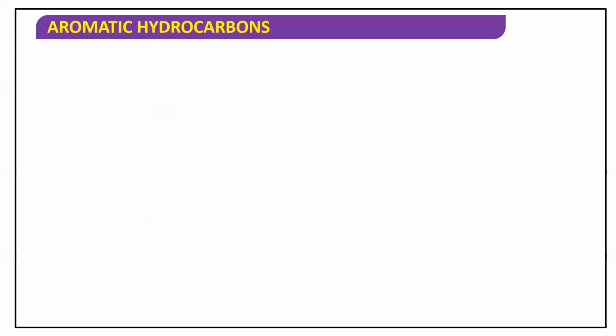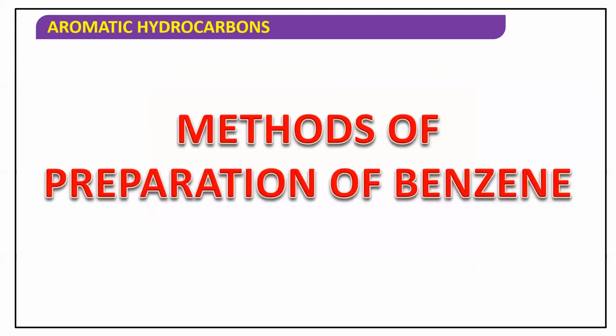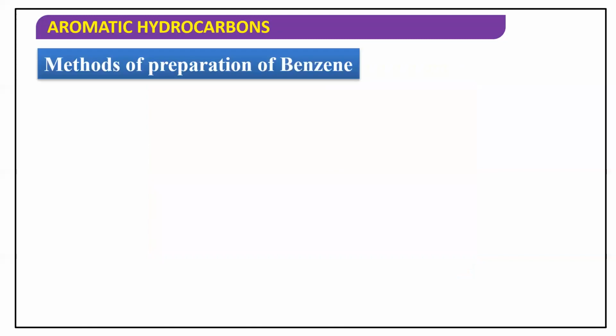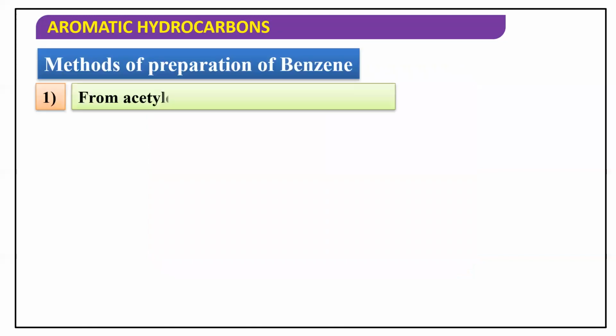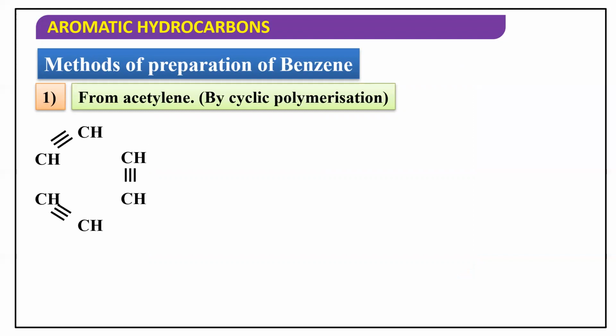Today's class, we'll primarily look at the various methods of preparation of aromatic compounds, and specifically look at the properties. So what are the various methods of preparation of benzene? The first method is starting from acetylene by a process called cyclic polymerization. Now, we already came across this term polymerization. We also saw cyclic polymerization in the previous part of hydrocarbons. We'll continue this further here, starting from acetylene.